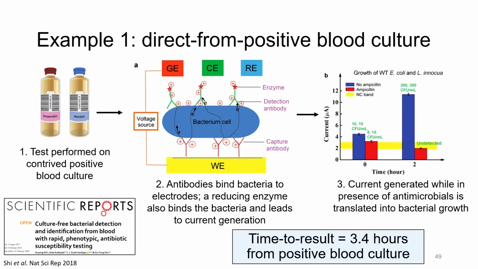So here I'll show an example where we have antibodies holding the bacteria onto an electrode, and then reduction of a dye, which is also attached to the bacteria, the reduction happening as the bacteria replicate, and this generates actually an electrical signal that's detected. So this is one signal, a different way of detecting the bacterial growth signal.